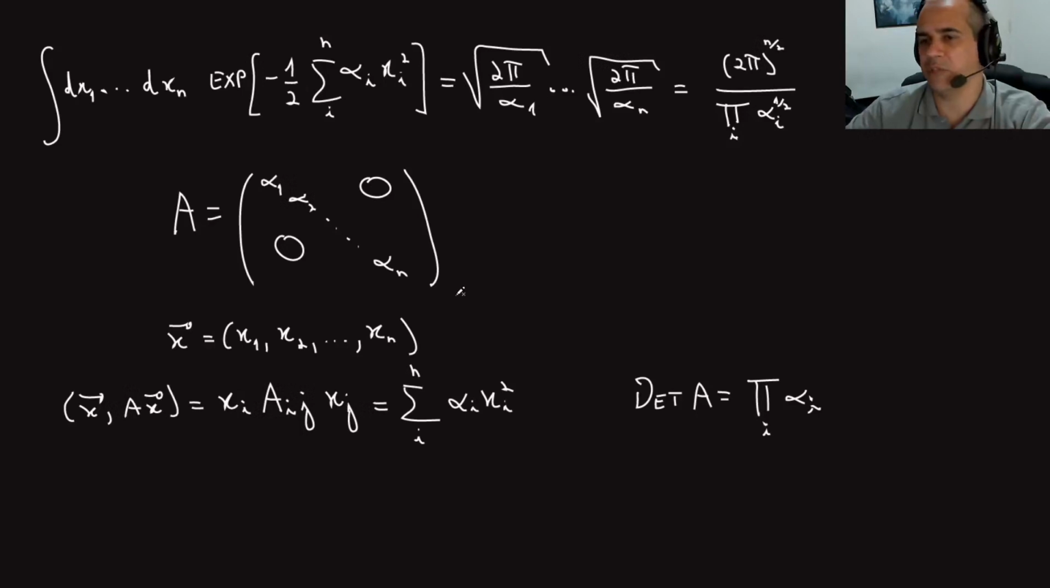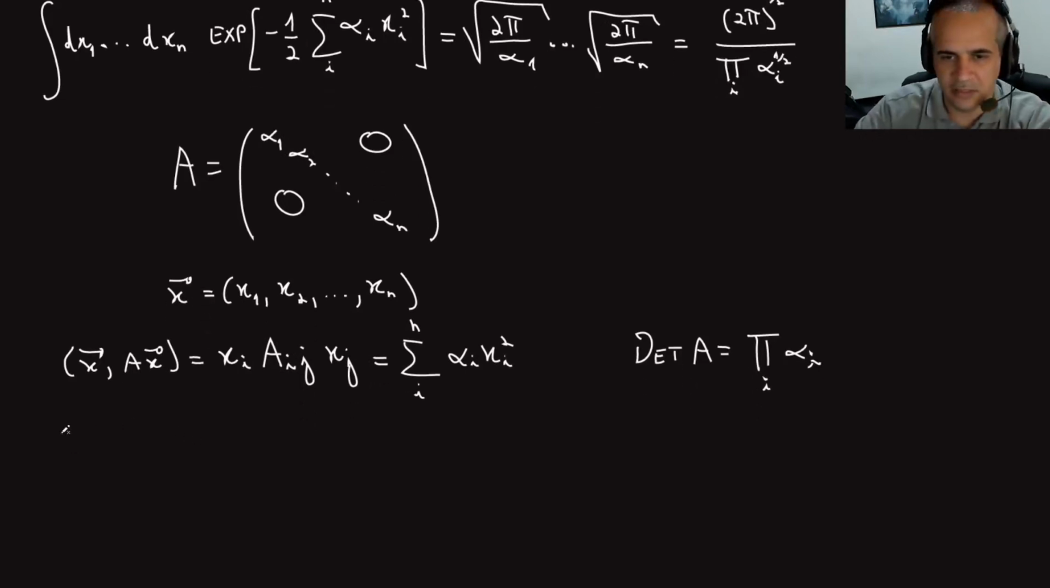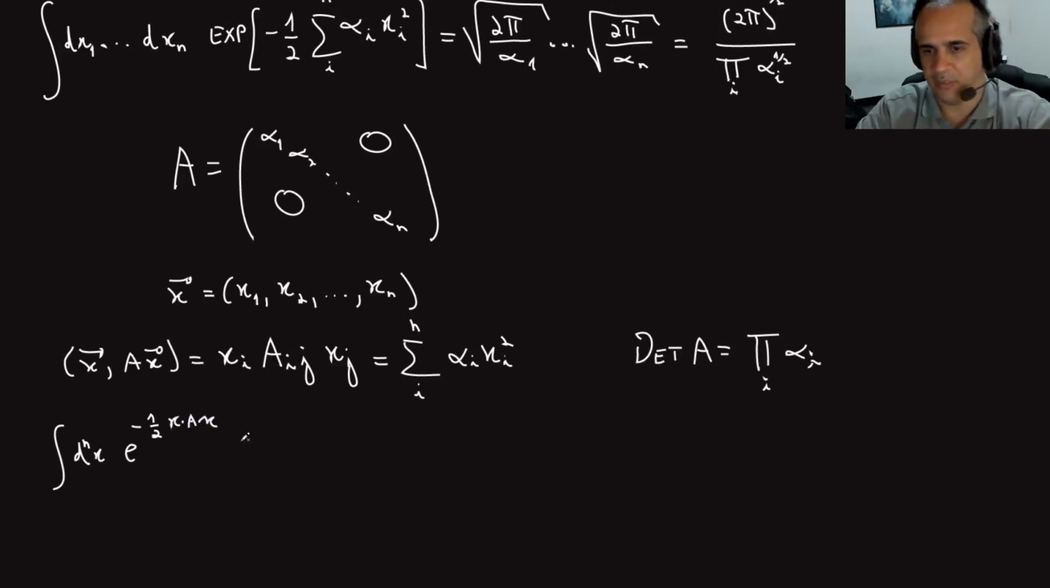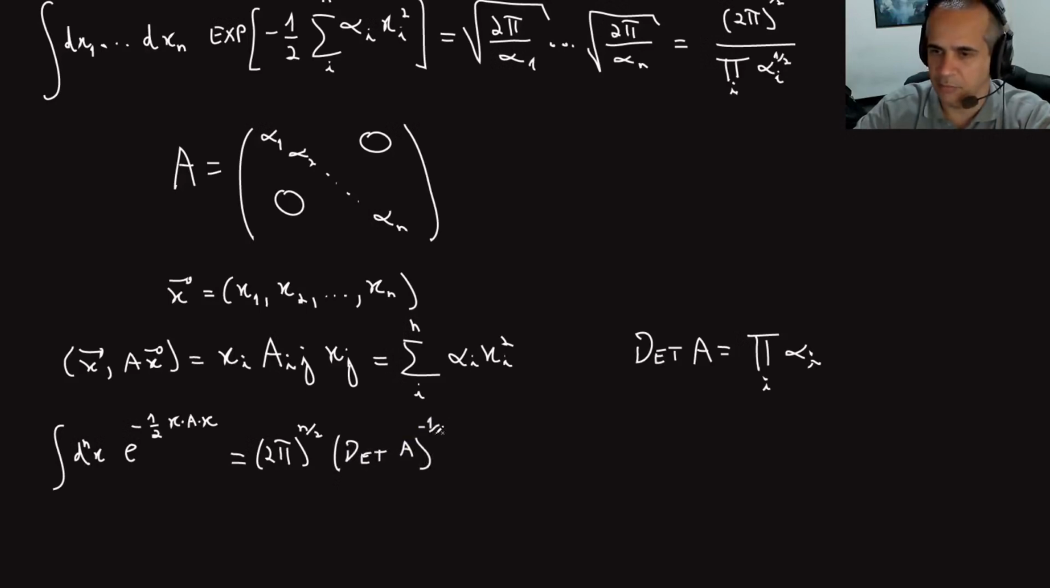many Gaussian integral expression as just the integral over a vector in an n-dimensional space, of the exponential of minus half of x A x, the scalar product, which is 2 pi to the power n over 2, and the determinant of A to the power minus half. Right? So now I wrote everything in terms of this matrix with the alphas in there.